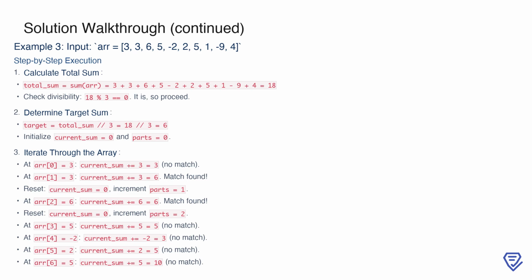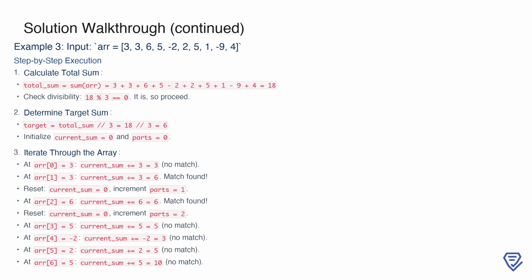We initialize current_sum to 0 and parts to 0. As we iterate through the array, the first two elements add up to 6 at index 1. This matches the target, so we reset current_sum to 0 and increment parts to 1. Continuing the iteration, the next element, 6, also brings current_sum to 6 again. We reset current_sum and increment parts to 2.